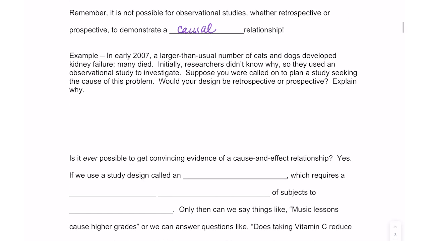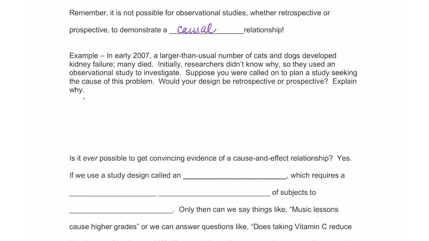Let's look at an example. In early 2007, a larger than usual number of cats and dogs developed kidney failure. Many unfortunately died. Initially, researchers didn't know why, so they used an observational study to investigate. Suppose you were called on to plan a study seeking the cause of the problem. Would your design be retrospective or prospective? And explain why. Feel free to pause the video and answer the question.